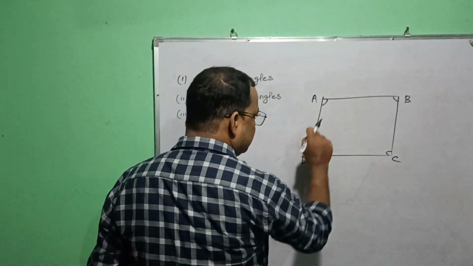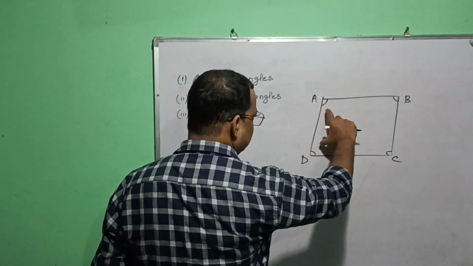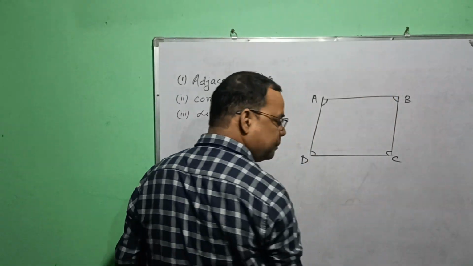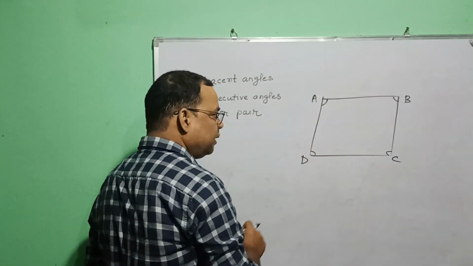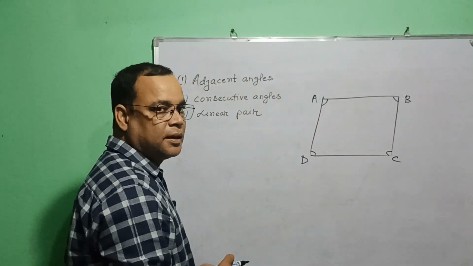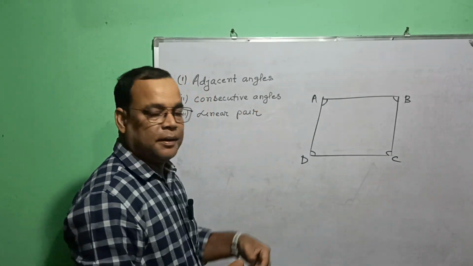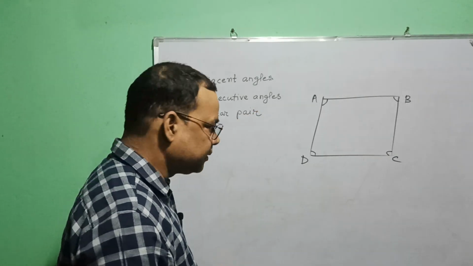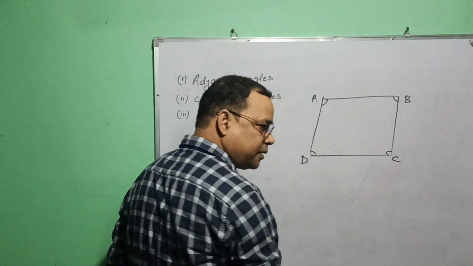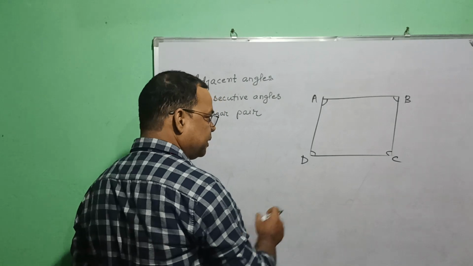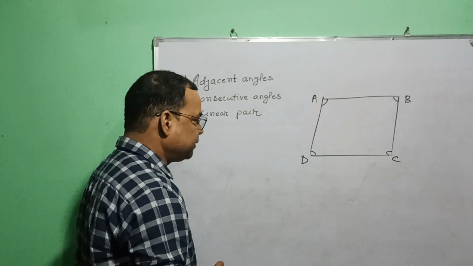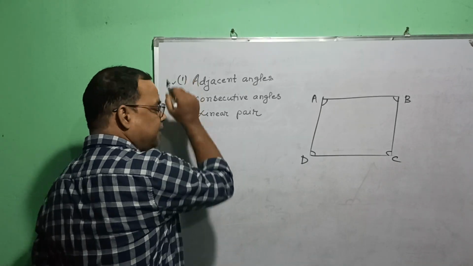If we observe it carefully, then we can see that angle A and angle B have a common side AB, and these angles are next to each other. So these two angles are called consecutive angles. In a similar way, A and D are also consecutive, D and C are also consecutive, and B and C are consecutive, because they have a common side and the angles are next to each other. Now, what are adjacent angles?